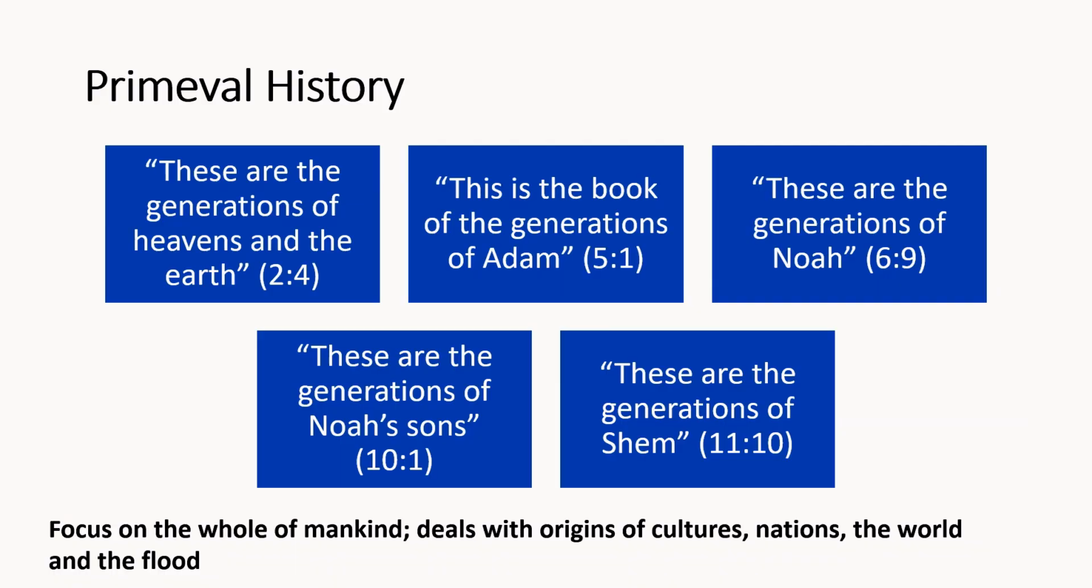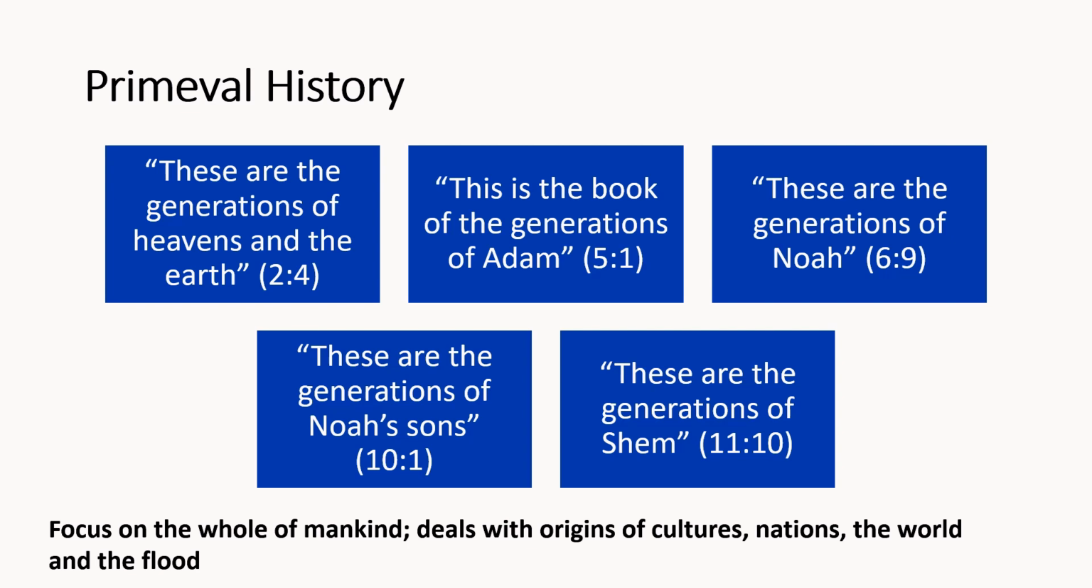So there are actually more ways than just the toledot formula of dividing up Genesis, of analysing and understanding its structure. One of these ways is by noting and observing the two different types of history present in the book of Genesis. So the first 5 toledot formulas that are used, these are the generations of heavens and the earth, of Adam, of Noah, of Noah's sons, and of Shem. This is called the primeval history, because this section in Genesis is focusing on the whole of mankind. It deals with the origins of cultures, of nations, of the world, and of this flood that happens, that we'll take a look at in one of the future lessons.